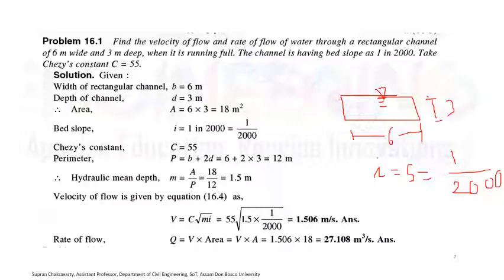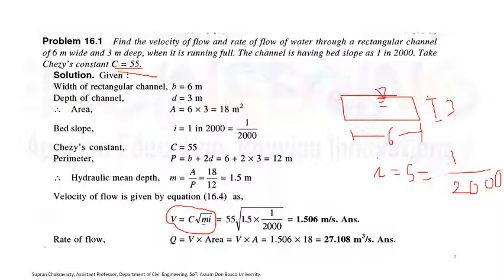Take the Chezy's constant as 55. So the Chezy's constant that we have found out, root over W by F, is 55. It is given in the problem. So we'll find out the area. Chezy's constant is given, perimeter is given. So we just need to find out this one.